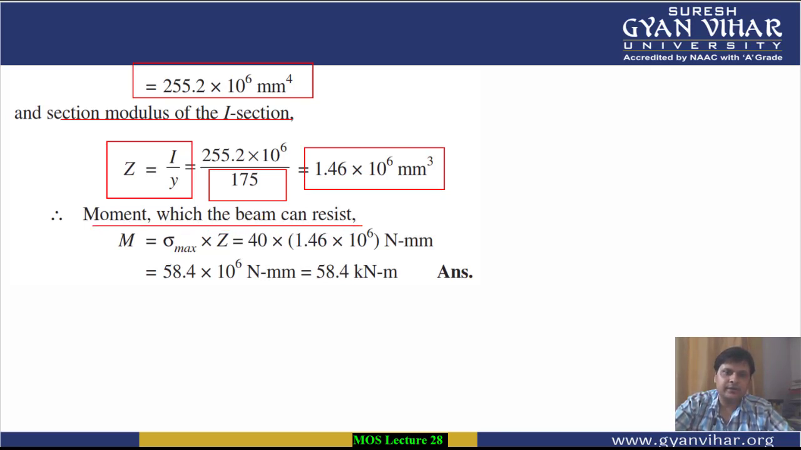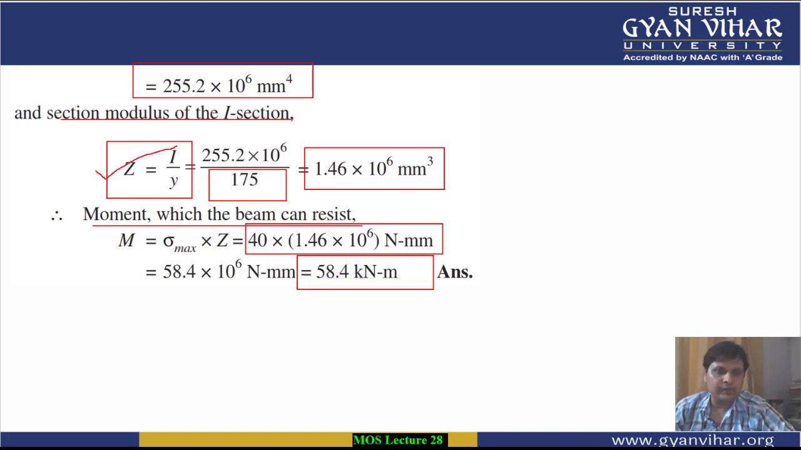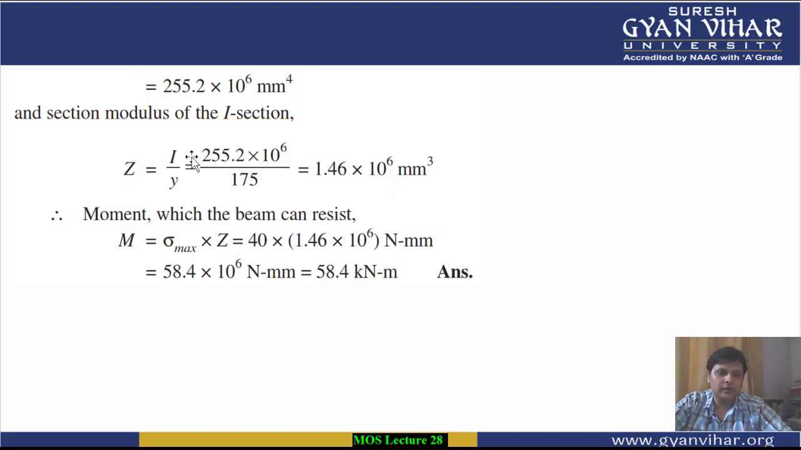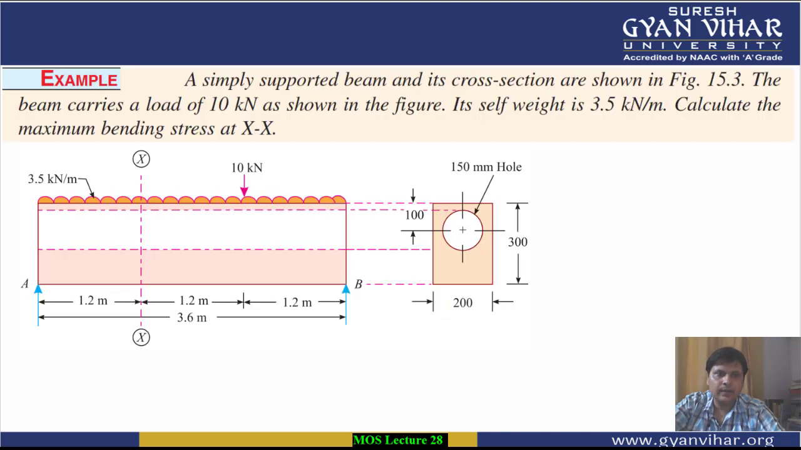Now the moment which the beam can resist is M equal to sigma into z. Here sigma is 40, which is given in the question, and z we have calculated right now. Using these we have calculated the value of bending moment which the beam can resist. M is equal to sigma into z. I hope you have understood this equation. The only thing is that you have to make extra effort in calculating the moment of inertia and the distance from the neutral axis.